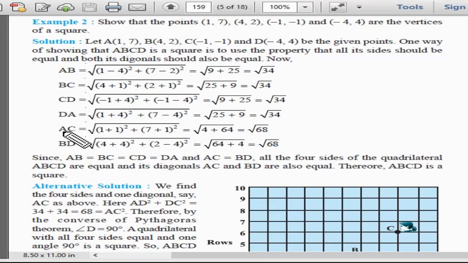Instead of proving this using the diagonals, you have one alternate solution. That is, one of the angles is 90 degrees. So I am going to use the Pythagoras theorem. So we find 4 sides and one diagonal, that is diagonal AC. Now AC squared is equal to AD squared plus DC squared. If I square and add these two, it becomes 68. This is also 68. So I can say that angle D is equal to 90 degrees. Since all the 4 sides are equal and one of its angles is 90 degrees, we can say that ABCD is a square.